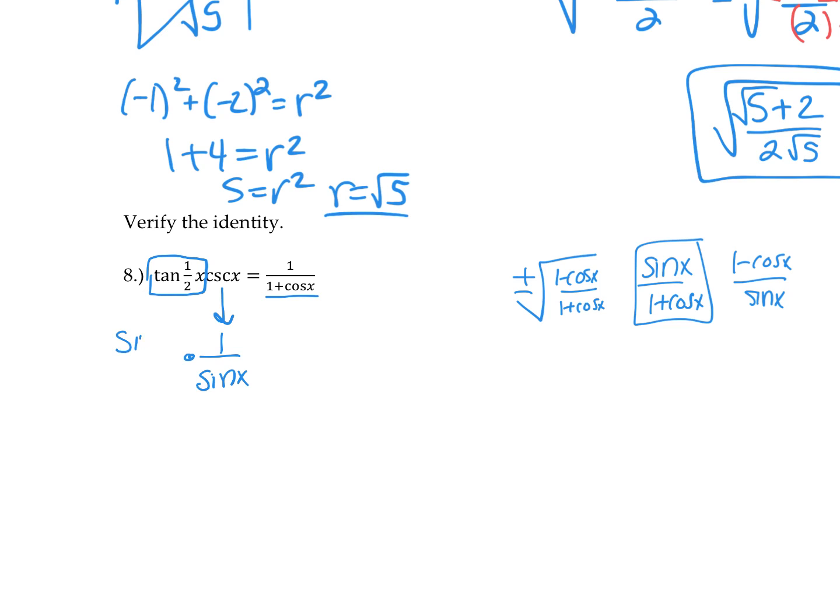So again, thinking about when you have multiple choices, what's the best option to use when it comes to simplifying? Because now my sines will simplify and I'll be left with 1 plus cosine in my denominator.